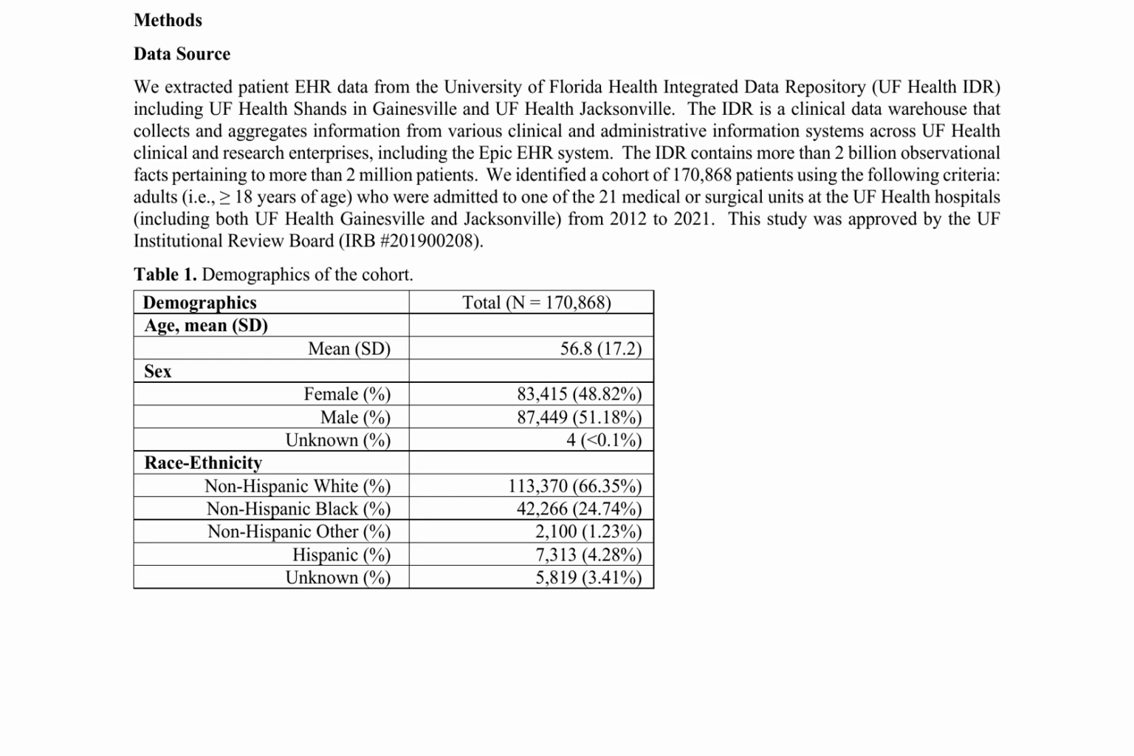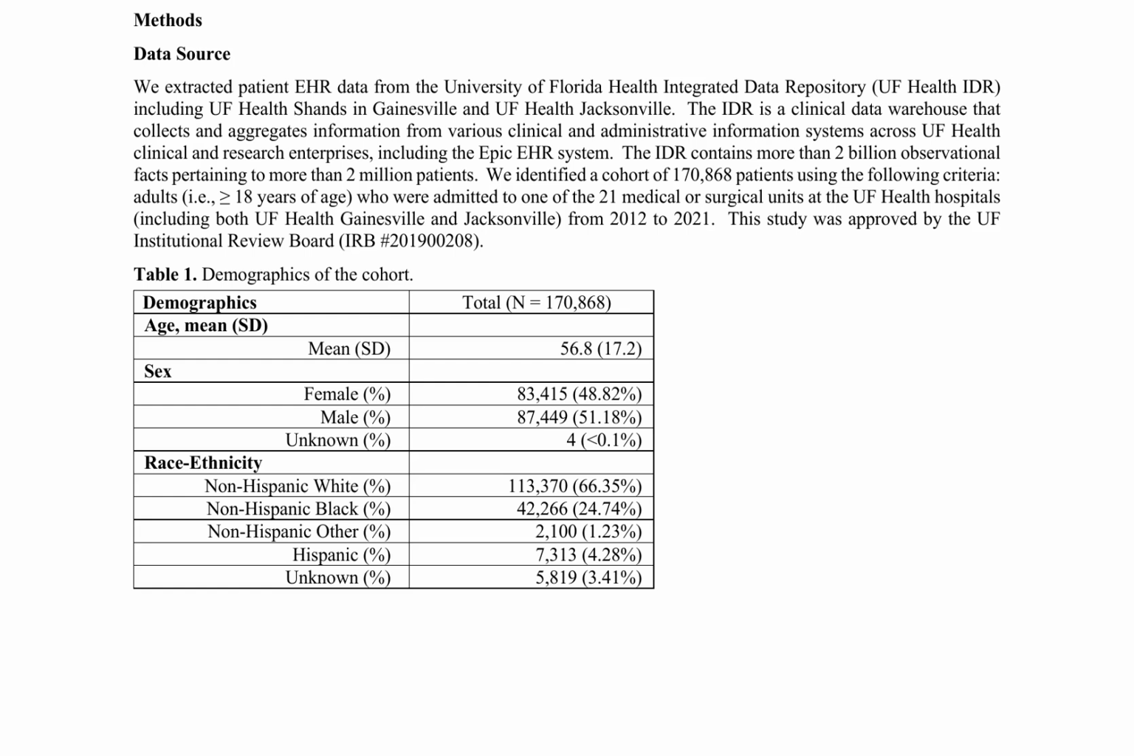The authors extracted patient electronic health record data from the University of Florida Health Integrated Data Repository, containing over 2 billion observational facts pertaining to more than 2 million patients. A cohort of 170,868 patients was identified using specific criteria, including adults admitted to medical or surgical units at UF Health hospitals from 2012 to 2021. The demographics of the cohort are presented, showcasing the mean age, sex, race, ethnicity, and other characteristics.